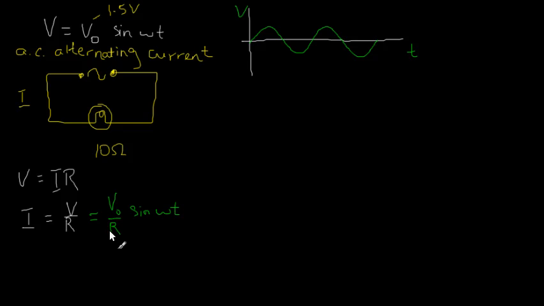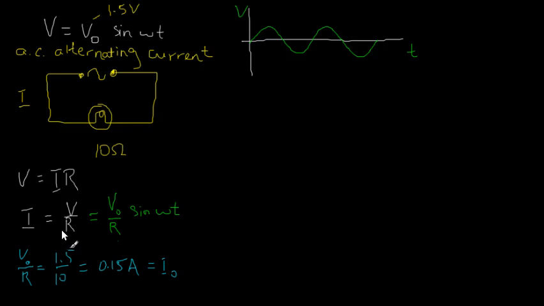Okay, so in this case, we can find V over R actually. V over R, let me try that. V over R, if I calculate this, is actually 1.5 divided by 10. So that's 1.5 divided by 10. That would be 0.15 ampere. Now I'm going to call this I naught.